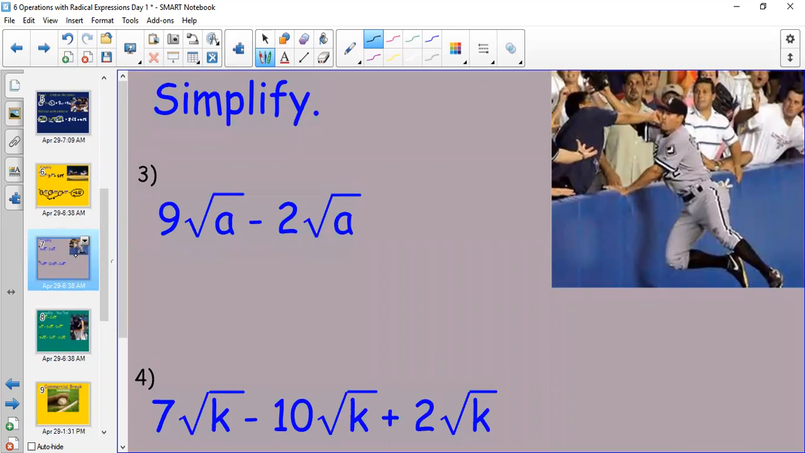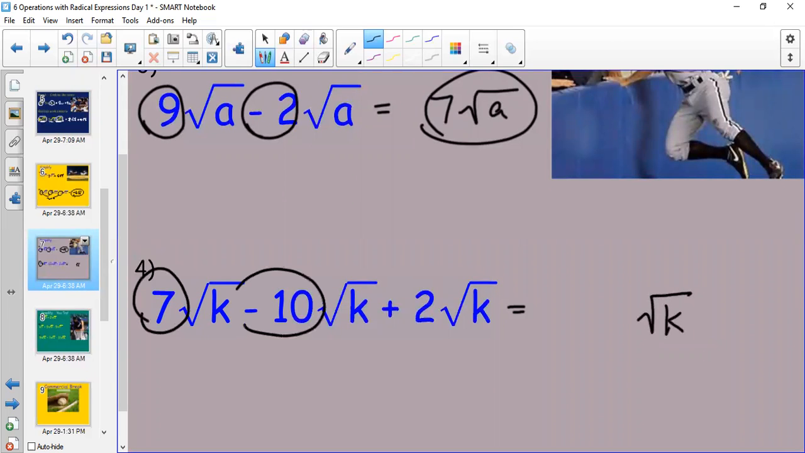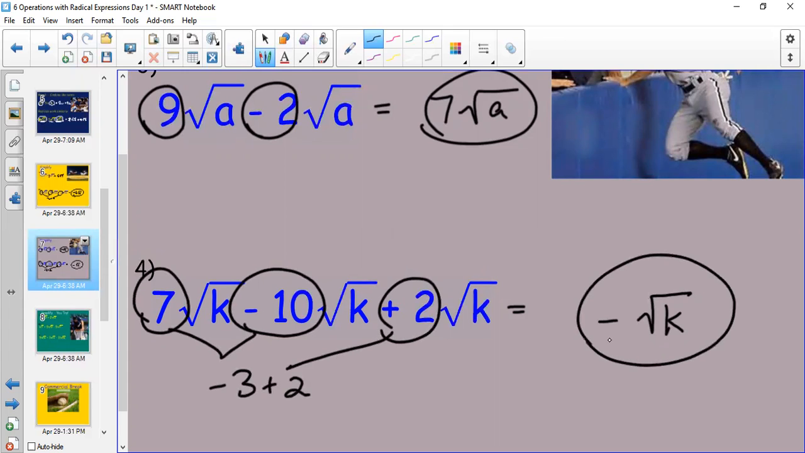And I'm going to start throwing in variables now. They work the same way. So they both have a square root of a. So I'm going to keep the square root of a and add my coefficients. 9 plus negative 2 would give me 7 square root of a. Here they're all the square root of k. So I'm going to put them all together. We have 7 minus 10. That would be negative 3. Plus my 2 would give me negative 1, or just negative square root k.